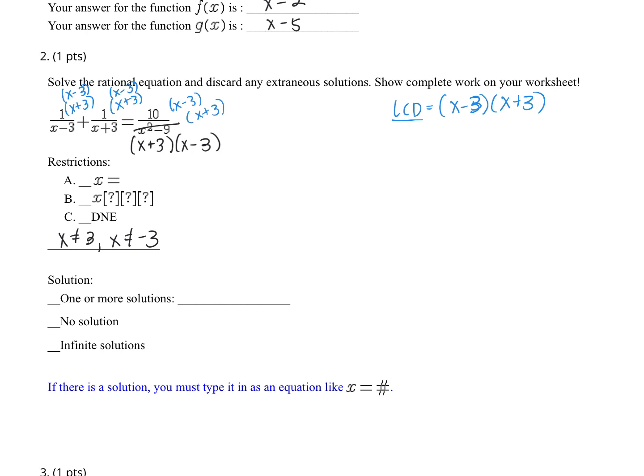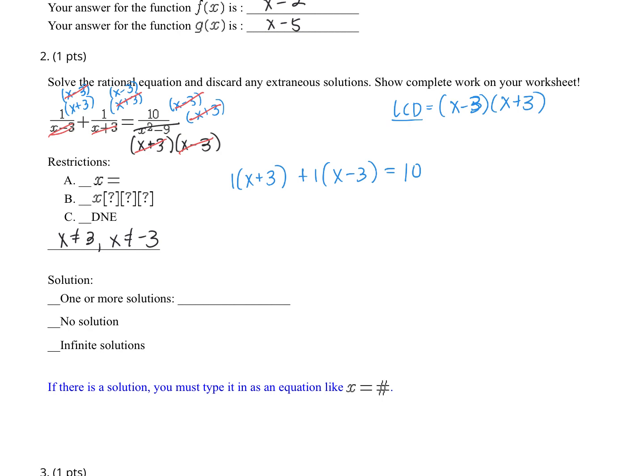And then we can cross out what's in common. So in the first fraction, the x minus 3's cancel, and that eliminates that fraction, and we're just left with 1 times x plus 3. So that's the first fraction. The second fraction, x plus 3 cancels with x plus 3, and we have a plus 1 times x minus 3 left. And on the right-hand side, the x plus 3's cancel, the x minus 3's cancel, and we're just left with 10 on the right-hand side.